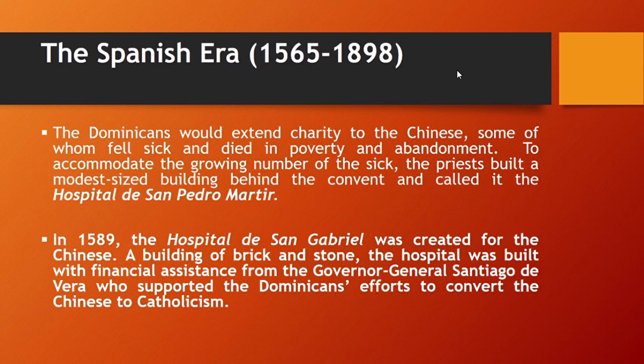So in 1589, the Hospital de San Gabriel was created for the Chinese, and a building of brick and stone for the hospital was built with financial assistance from Governor-General Santiago Rivera, who supported the Dominicans' efforts to convert the Chinese to Catholicism.